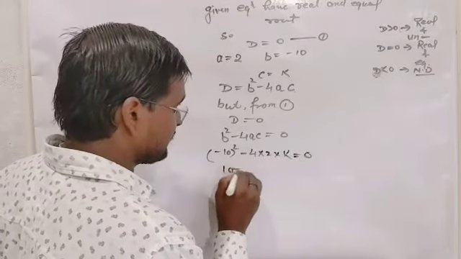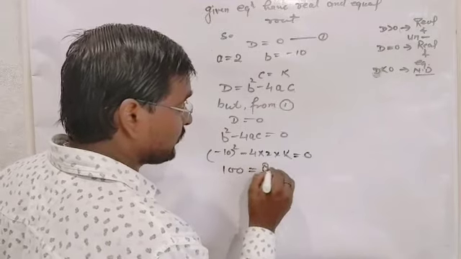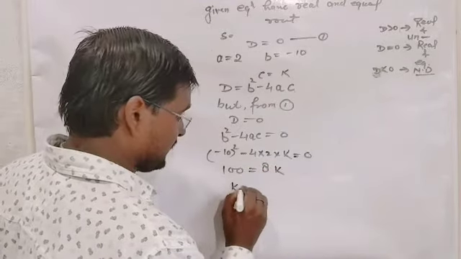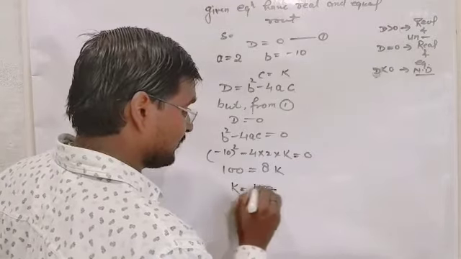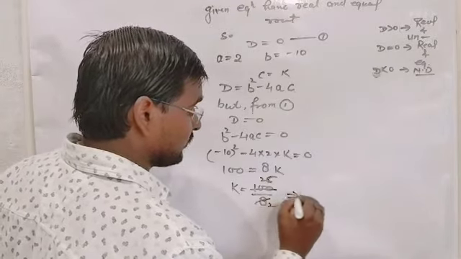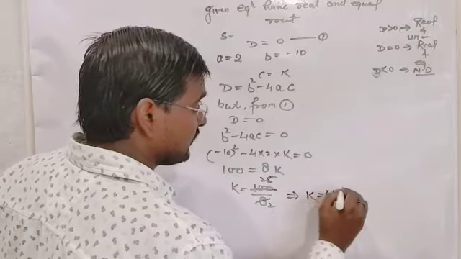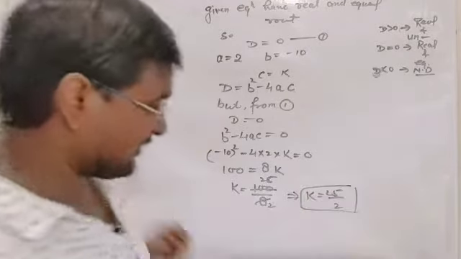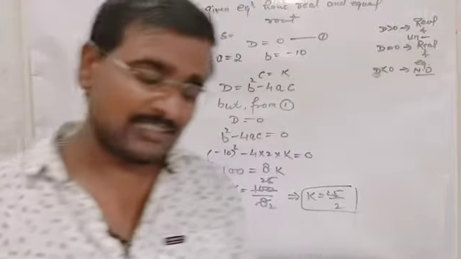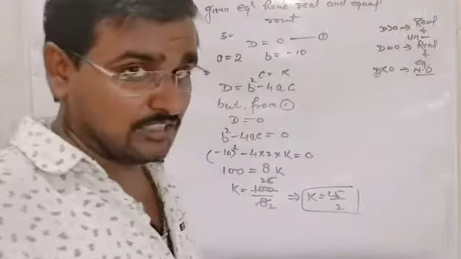10 square is 100, which is equal to 4 times 2 times k, that is 8k. Then k is equal to 100 upon 8. Dividing by 4, 25 upon 2. So the value of k is 25 upon 2. Its value is obtained. This type of question you can easily solve with the help of this condition.